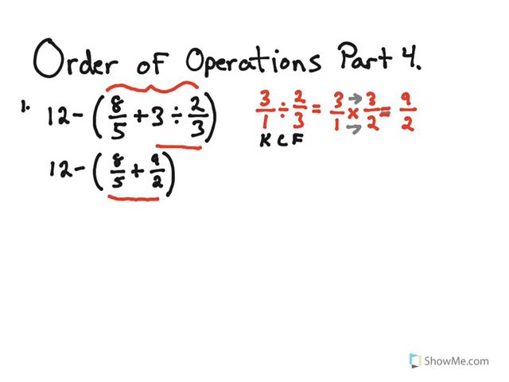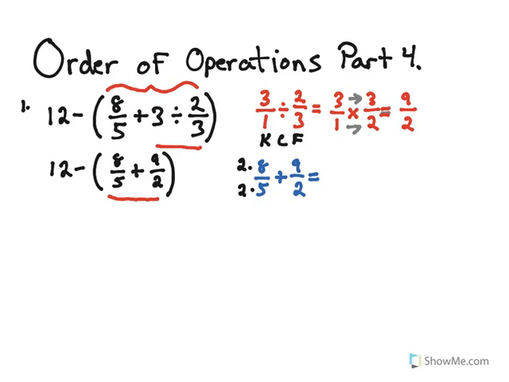Let me just use a different color. So we have 8/5 plus 9/2, and we want to find a common denominator. The common denominator is going to be 10, because 10 is the smallest number that 5 and 2 will go into. In order to make that a 10, we're going to multiply this by 2, but what we do to the bottom, we do to the top.